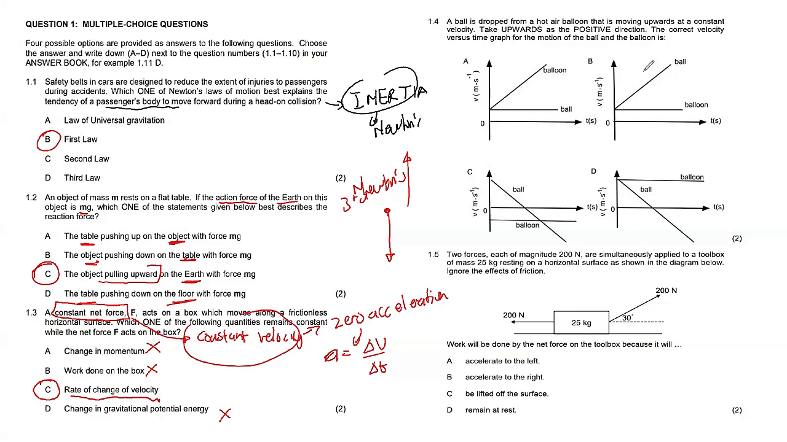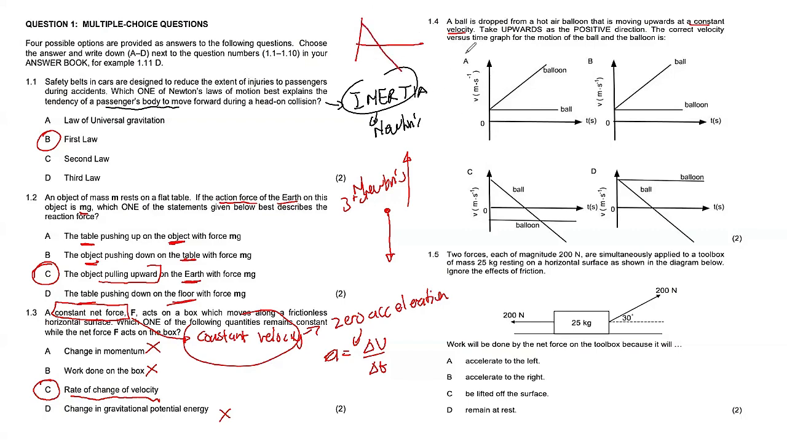Okay, now we go to 1.4. It says a ball is dropped from a hot air balloon that is moving upward at a constant velocity. So note that it's moving at a constant velocity, and then this ball is dropped from that moving hot air balloon. They say take upwards as the positive direction, and the correct velocity versus time graph for the motion of the ball and the balloon is. Now, looking at all these options, if they took upward as positive, we know that the general shape of the velocity versus time graph should always be a decreasing function.